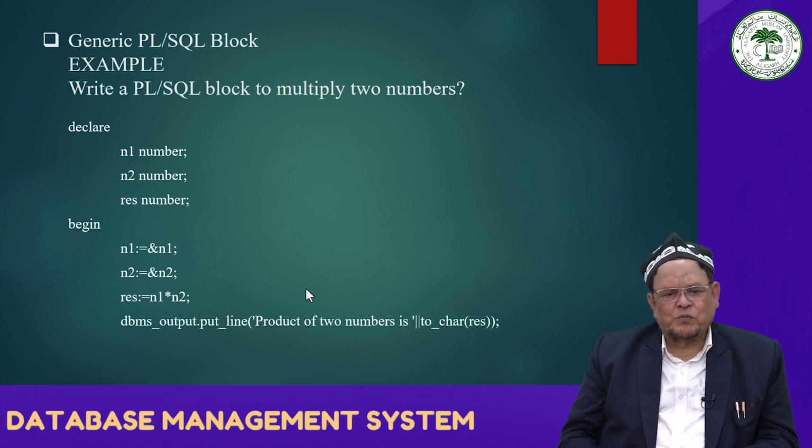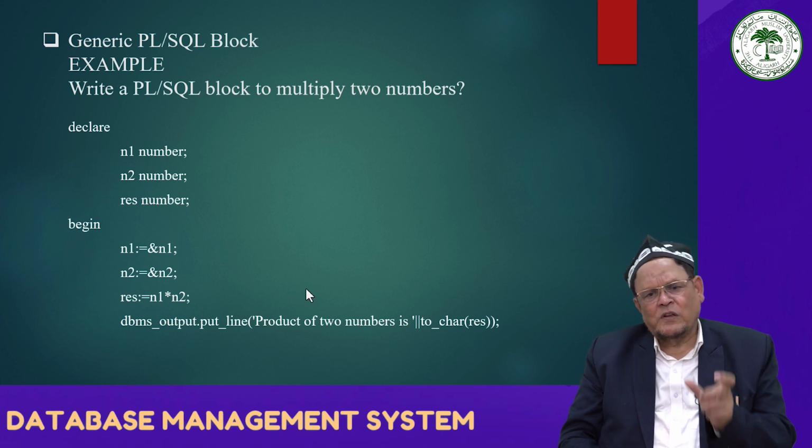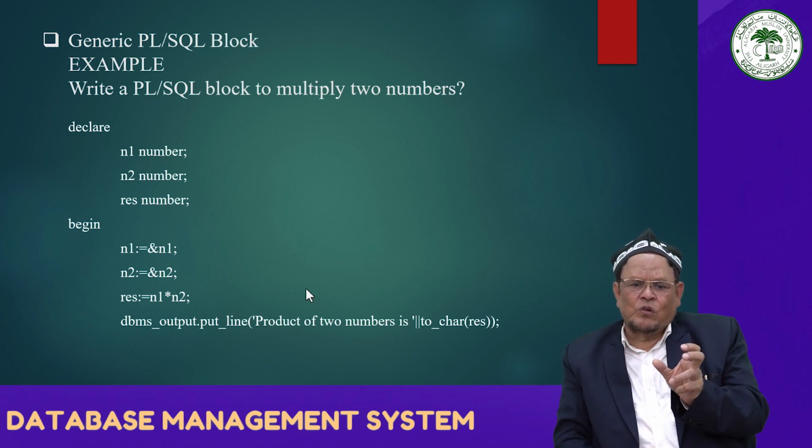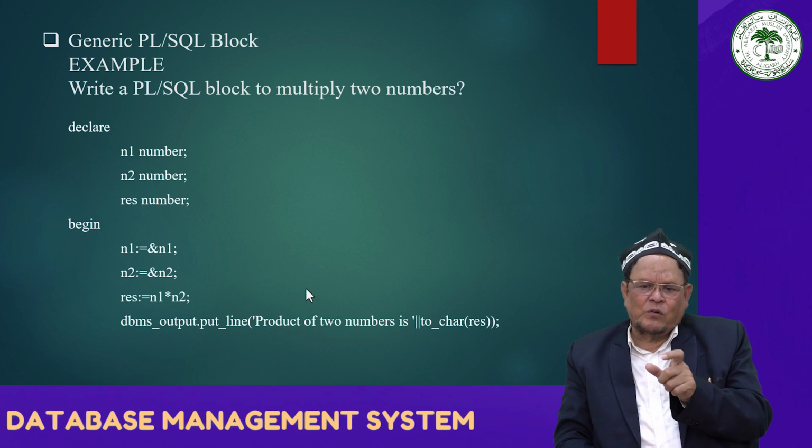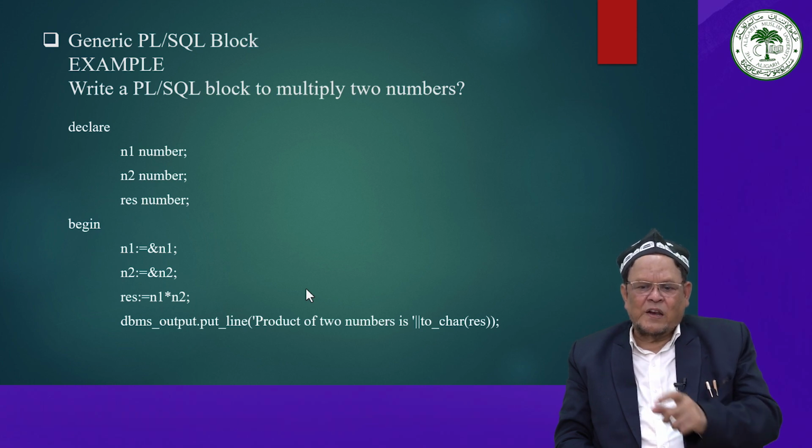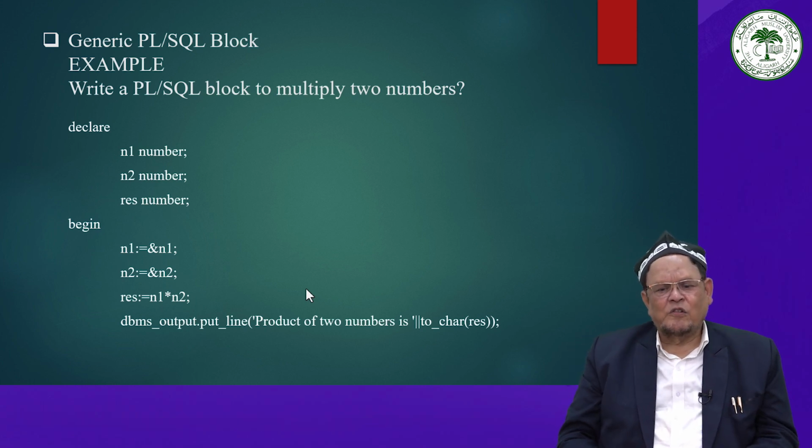In DBMS_OUTPUT.PUT_LINE, product of two numbers, you put in the code the concatenation operator to get the number as character results. The result will be stored as character, so it will write the product of two numbers is this. If you enter 5, 3, it will display 15.